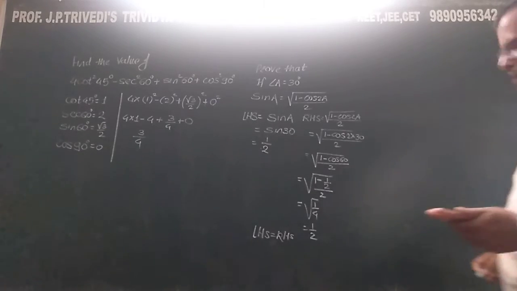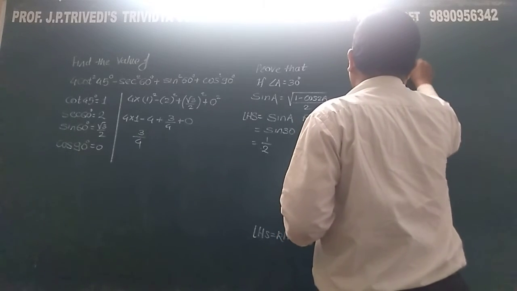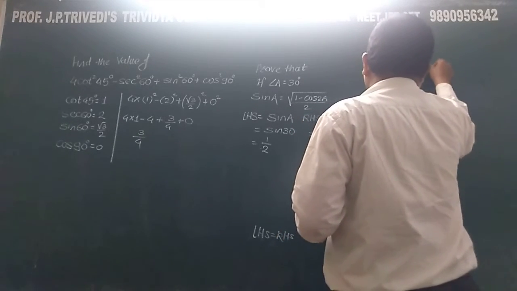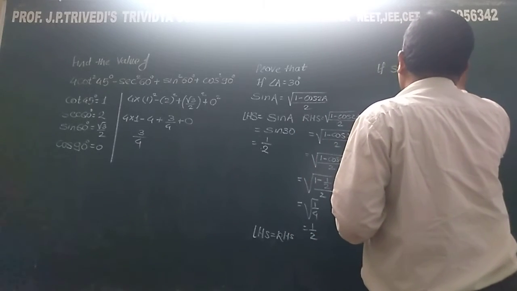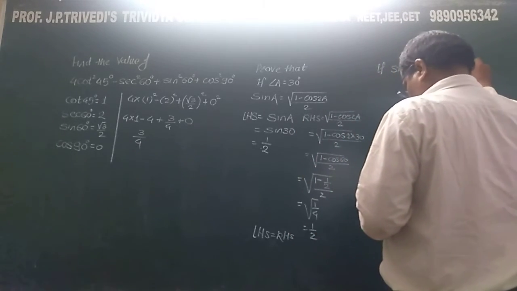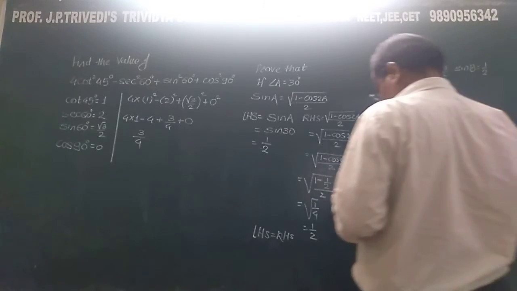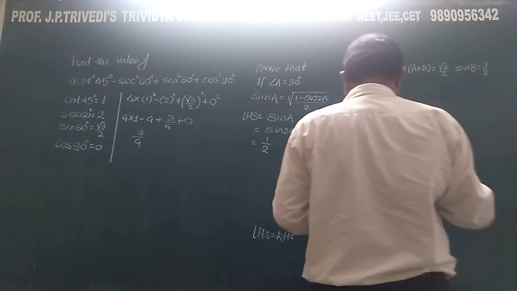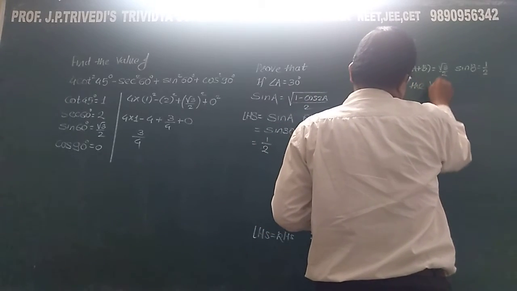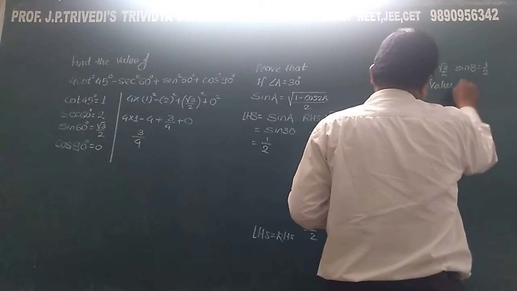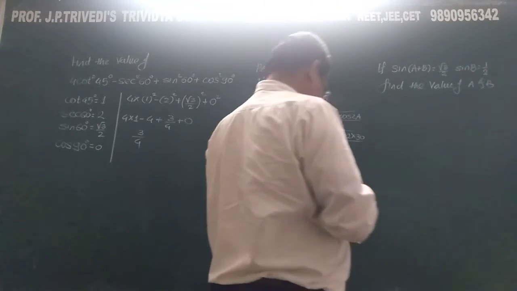If sin of a plus b is equal to root 3 upon 2, and sin b is equal to 1 upon 2, find the value of a and b. So how can we find this value?